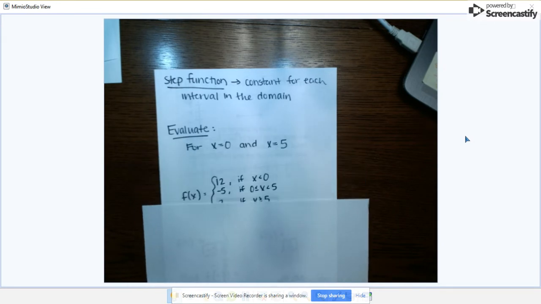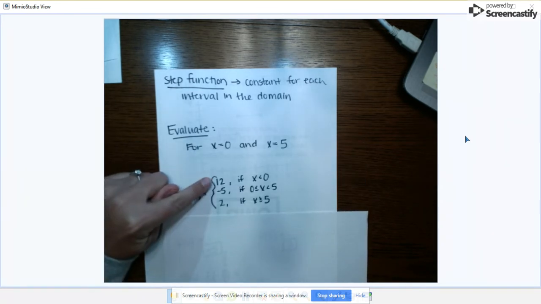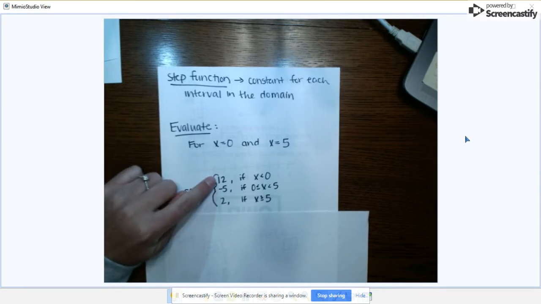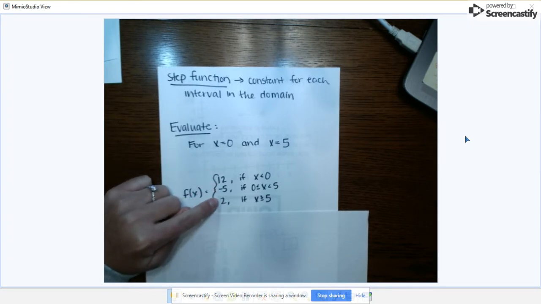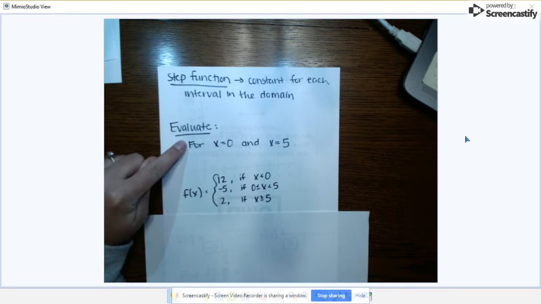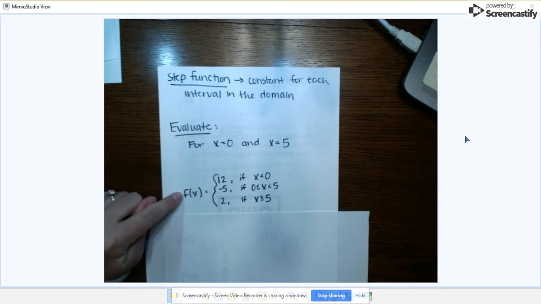Here is another step function. So we have constants. Constants, remember, are just a number. So we have different numbers that are defined in a function. Our goal is to evaluate when x is 0 and when x is 5 based off of this defined function.